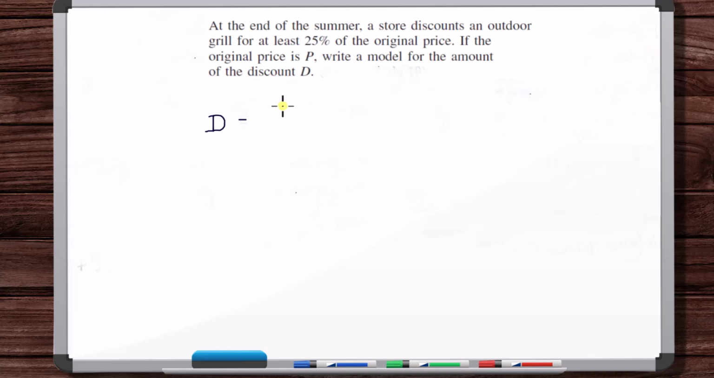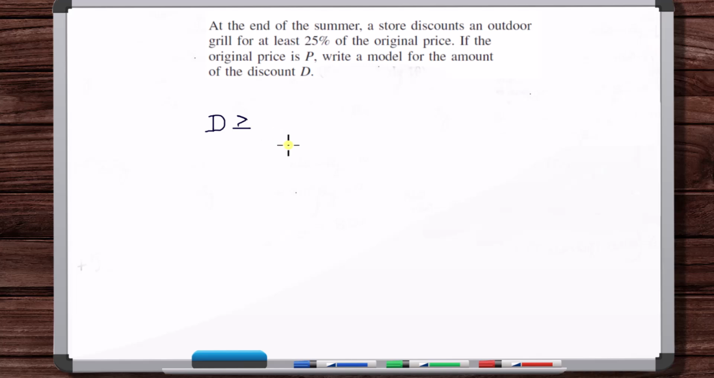However, I'm not going to put is equal to, because you also want to read in these problems, and even in real life too, look for keywords. It could be an equality or it could be an inequality. Okay, store discounts an outdoor grill, it says, for at least 25% of the original price. The discount is for at least 25% of the original price. Okay, so this discount is going to be greater than or equal to something. We don't know the amount of the discount.